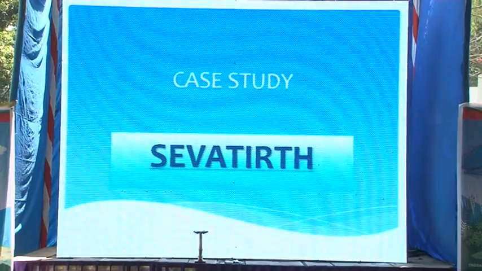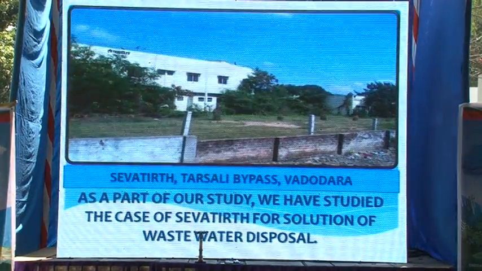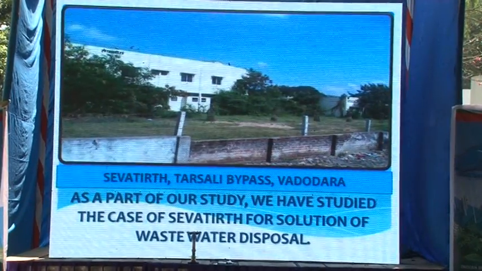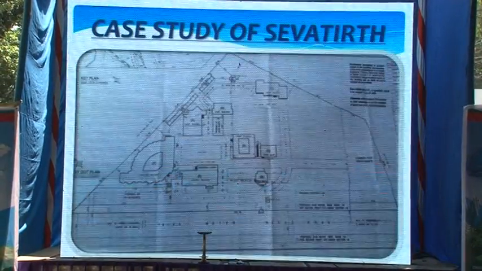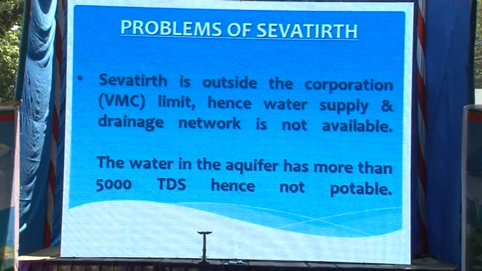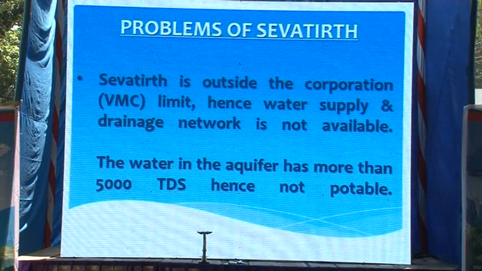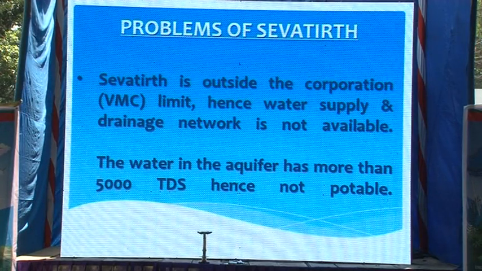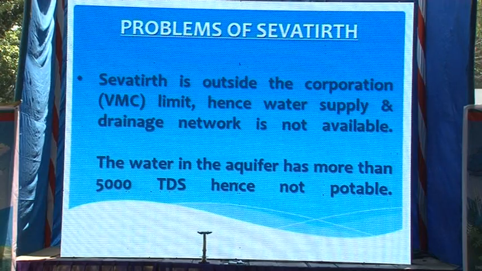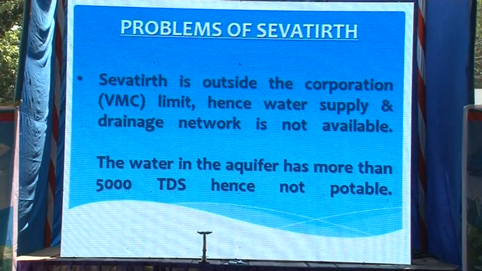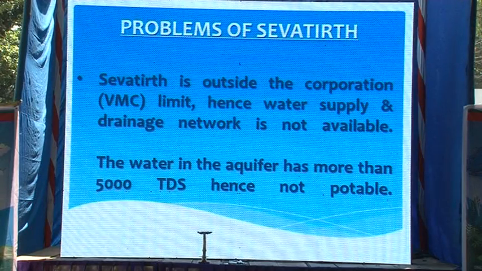Now I am talking about the case study. As a part of our study, we have studied the case of SEVATIRTH for a solution of wastewater disposal. This is the site plan of SEVATIRTH, and the main problems of SEVATIRTH. SEVATIRTH is outside the corporation limit, hence water supply and drainage network is not available. And the second problem is the water in the aquifer has more than 5,000 TDS and it's not potable.